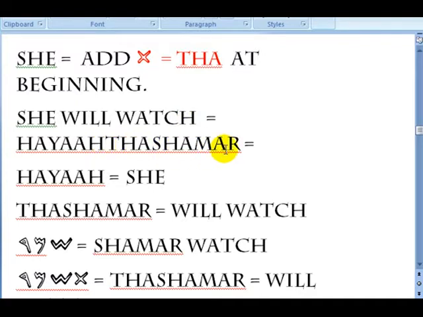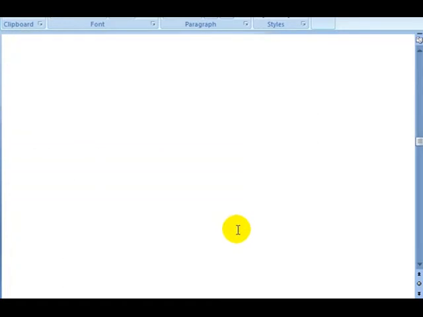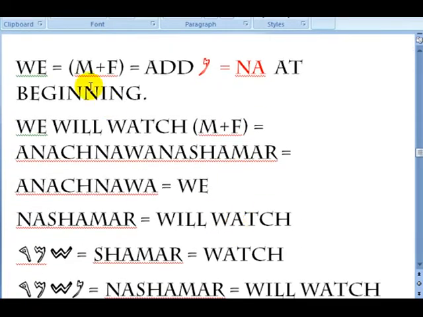Haya'a tha shamar. Haya'a is she, tha shamar will watch, future tense. Alright, shamar is watch, tha shamar will watch, future tense. Alright, the next one is we, male plus female. You add a na at the beginning of the word.